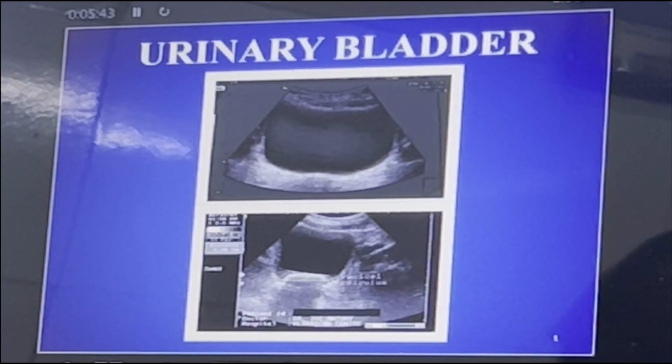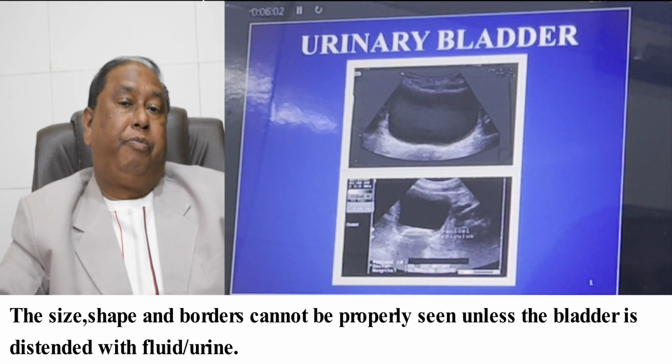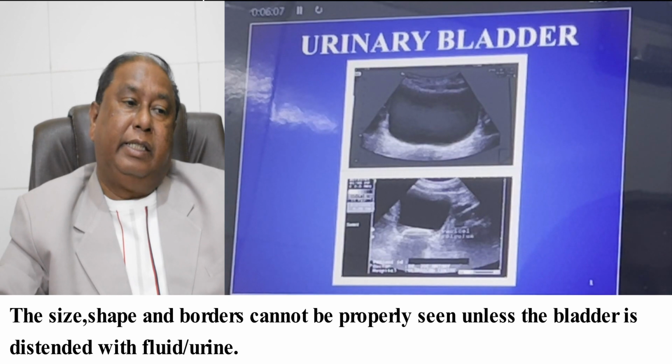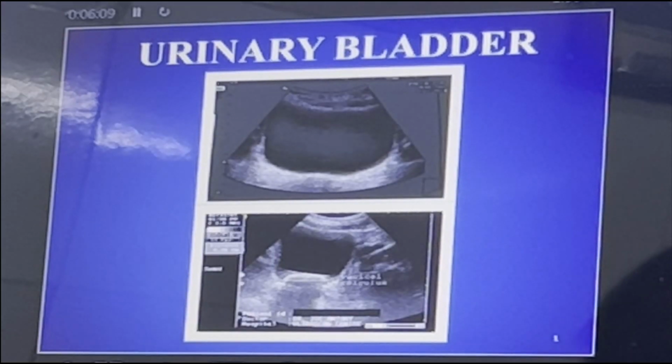One thing you have to remember is that the size and shape of the urinary bladder cannot be seen properly if you cannot distend it. The urinary bladder should be distended. After distension only, you can see the size and shape of the urinary bladder. It may be with fluid, maybe with urine.